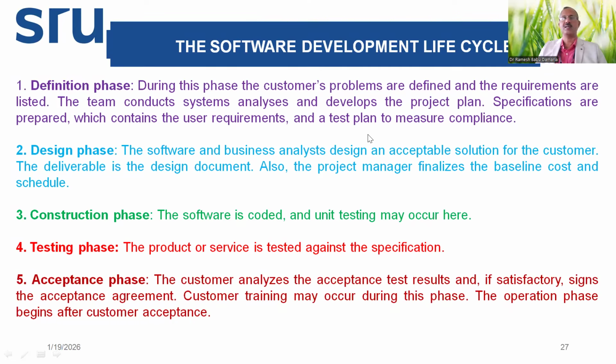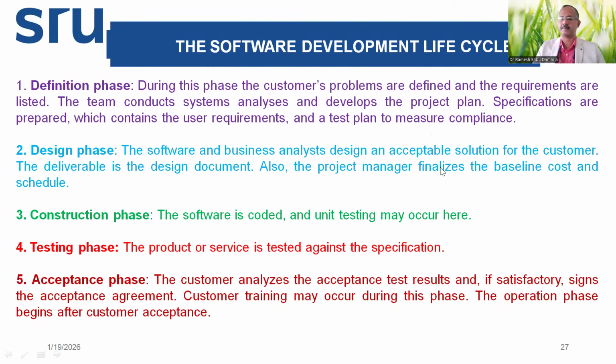In the design phase, the business analyst or software analyst will design an acceptable solution for the customer, and they make the design document. The project manager will finalize a baseline cost and schedule. And in the construction phase, the coding part, programming, all that is done, executing. Unit testing may occur here. During the testing phase, the product or service is tested against the specification, whether it is meeting the specification as planned or not. But in the final phase, the customer will analyze and accept the test result. If satisfactory, they will sign the acceptance agreement.